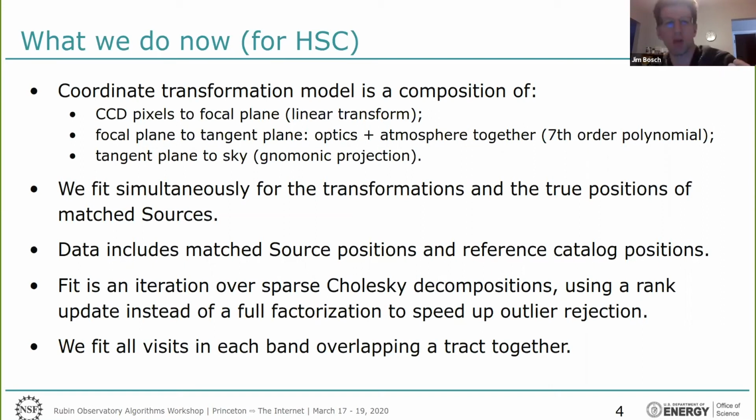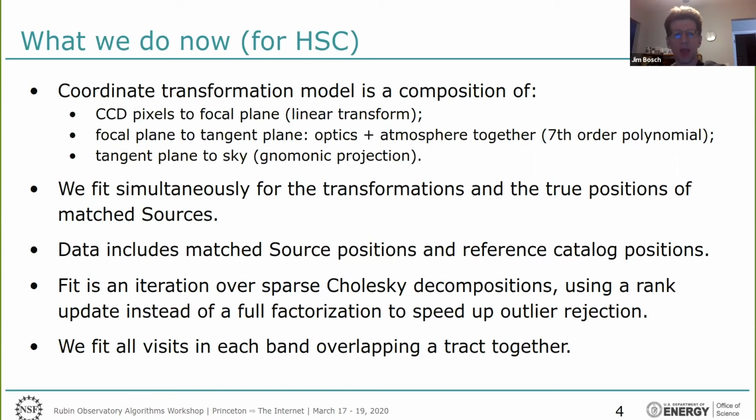We fit this model simultaneously for the transformations and the true positions of the matched sources. Gary mentioned how he treated the source parameters as nuisance parameters and marginalized over them. That's one difference between how we fit our models right now. The data includes the matched source positions and reference catalog positions. And the fit is done via an iteration over sparse Cholesky decompositions. And we use a rank update approach to avoid a full factorization every time we reject an outlier.